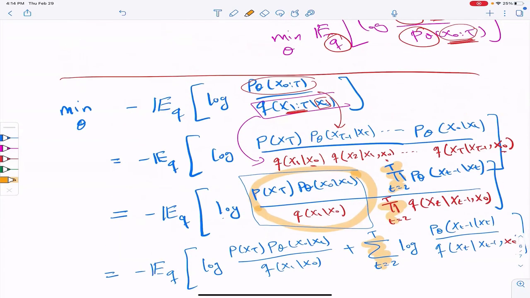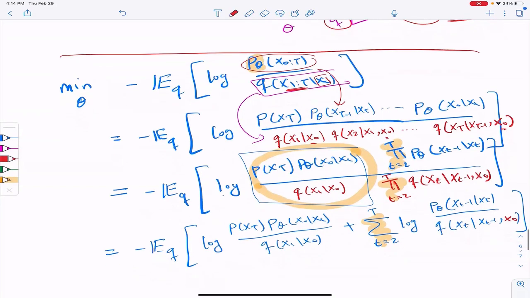Here I have a distribution P theta that naturally runs from time capital T to time 0. So for the joint distribution, in order to characterize it, I start with the last distribution, and then I go back one step at a time, and that's my joint distribution. But Q is the distribution that runs from time 0 to time T. And I'm basically trying to match these two distributions.